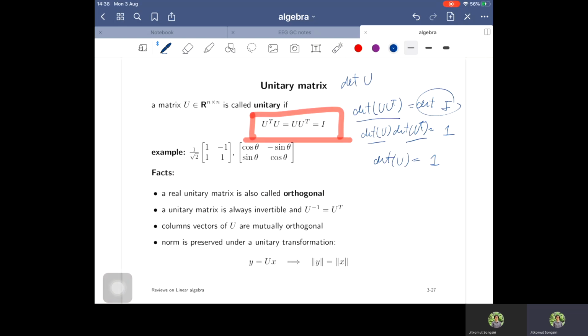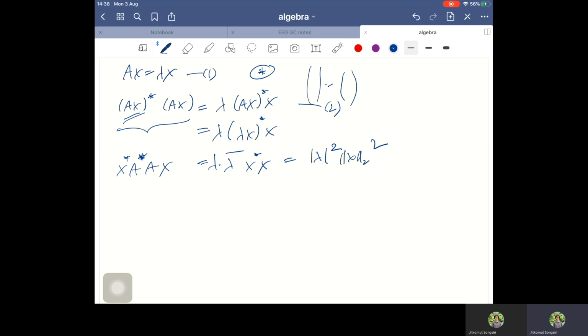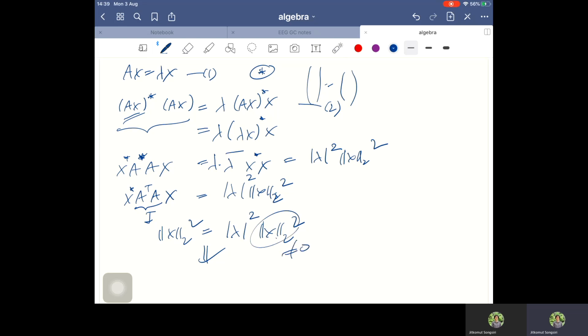But now at some point we're going to have to use the property of unitary matrices, right? So A star A is going to reduce to A transpose A because we focus on real matrices. Next, for unitary matrices, A transpose A equals I. So on the left hand side, it reduces to the norm of x squared, which equals the modulus of lambda squared multiplied by the norm of x squared. Because the norm of an eigenvector is never 0, we get an important result: the modulus of lambda is always 1.